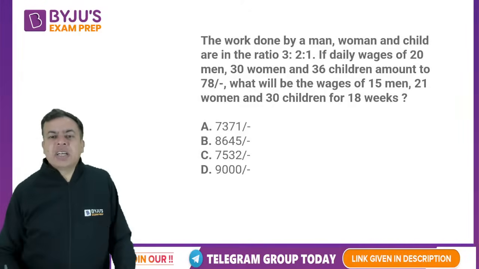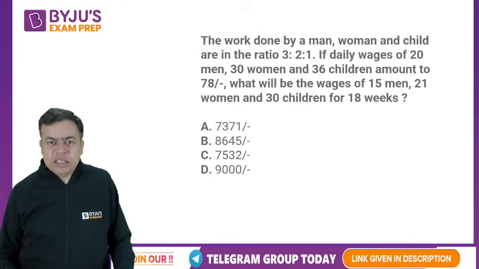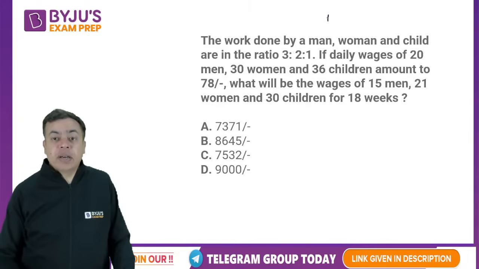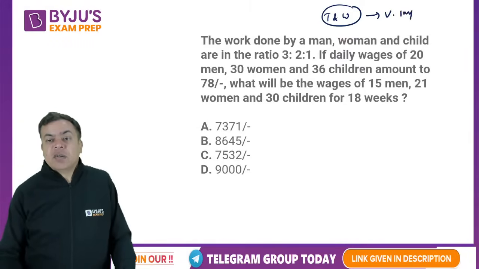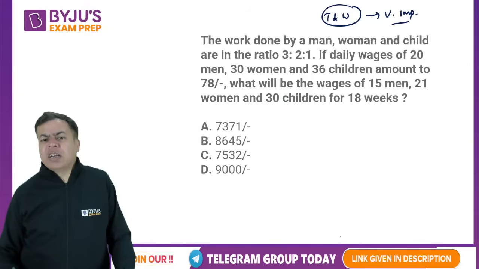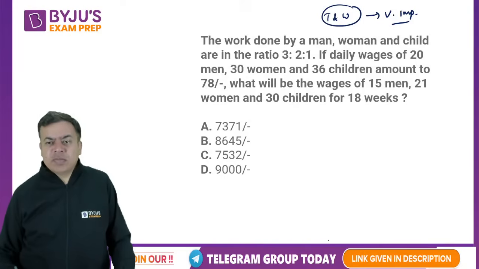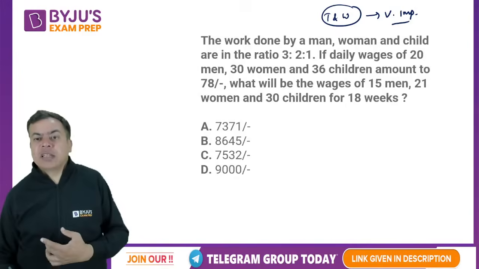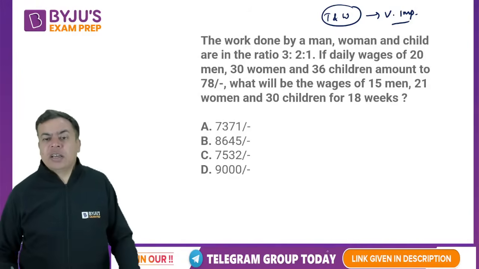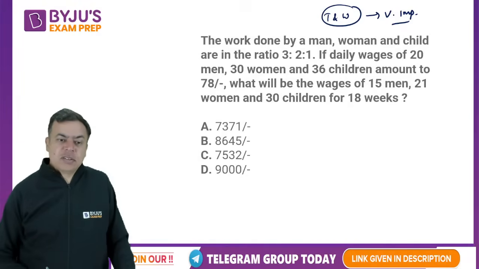Now time and work is one of the important topics in CMAT, very important. But here the question is simple, it is about wages. It doesn't seem like a question on time and work, but rather a question on ratio, and then only multiplying and calculating the wages. Just see what they are asking.